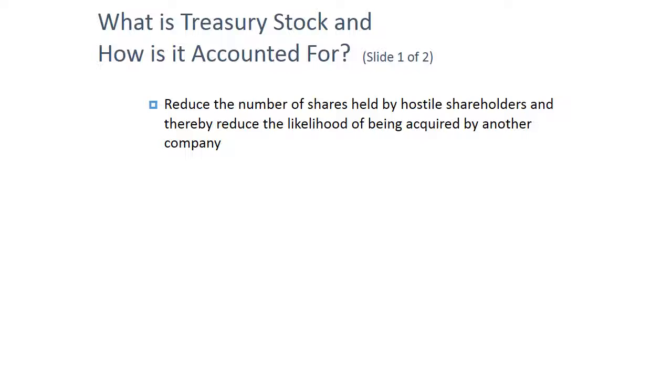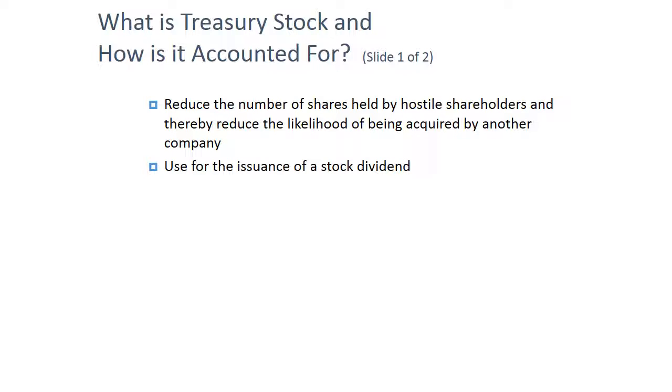So, what is treasury stock and how's it accounted for? Well, it reduces the number of shares held by hostile shareholders and thereby reduces the likelihood of being acquired by another company. There's another reason companies will buy its own stock: to raise the price on the stock to prevent another corporation from buying them. They try to outprice it, raise it so high the other company would not want to buy it.